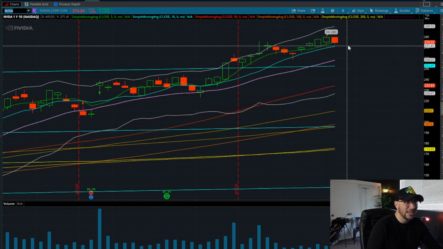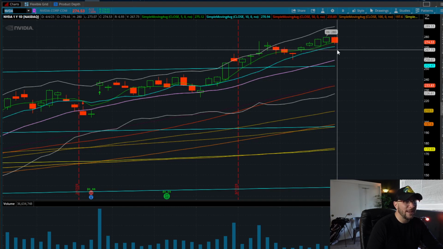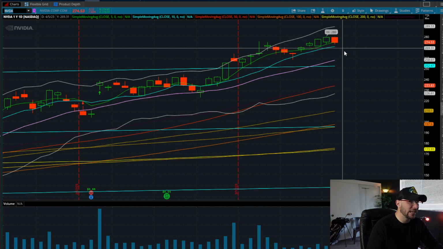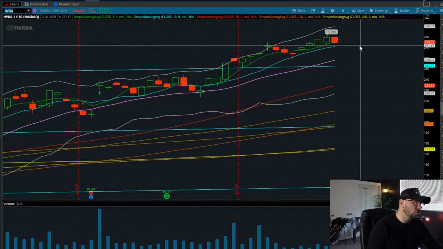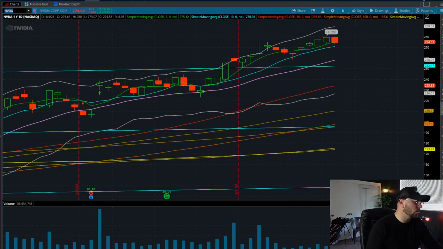That's where we're going to want to get in long and play that into the next area of supply, which is 289. Again, if we want to look for a short position and the market wants to take a little bit of a pause, we're going to need to lose the 10-day moving average at around $270, close below that, and then see the following day confirm that, with room down to 260, 258 is the 20-day moving average.